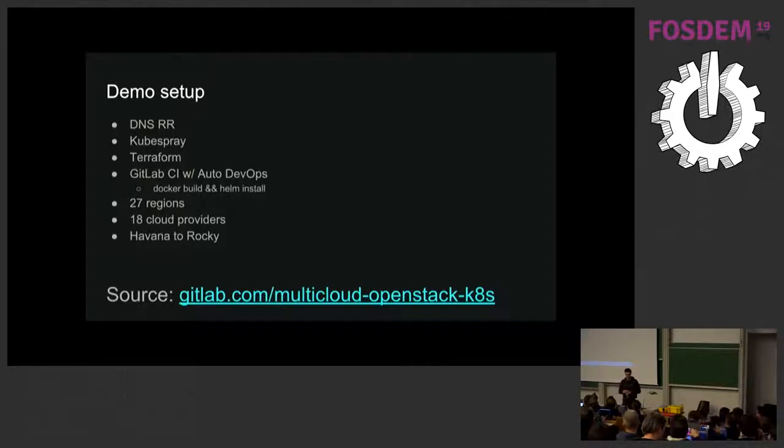I used GitLab CI with what they call the Auto DevOps feature, and that's basically a wrapper around Docker build and Helm install. So if you're using any other CI tool, that's cool, just do something like that. And the demo, if it works, runs on 27 different data centers operated by 18 different companies, and they run OpenStack from version Havana, which is like 3-4 years ago, to Rocky, which is the latest release. It shows a huge variety of data centers and different versions, and the idea is if there is a bug in one version that affects you, hopefully it doesn't affect everybody, right?